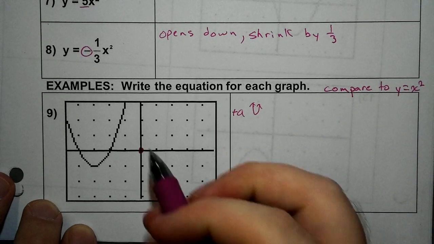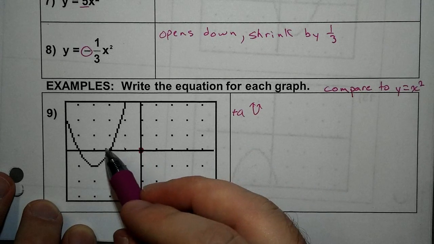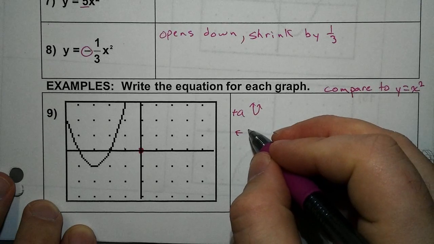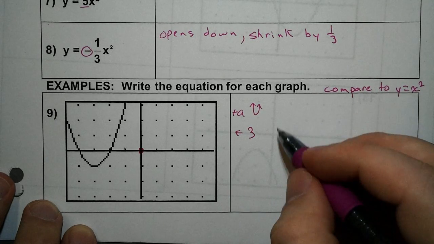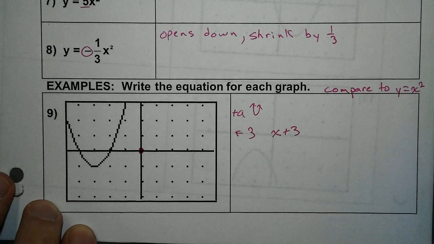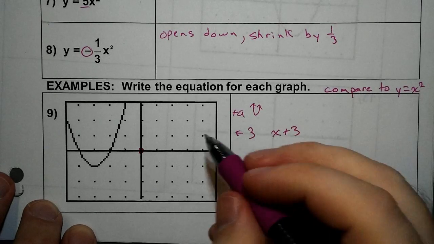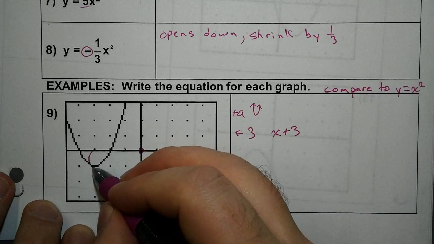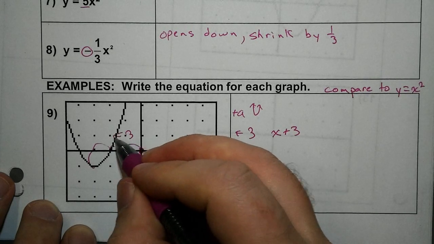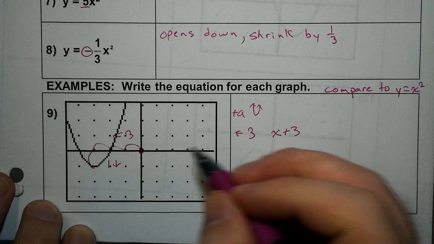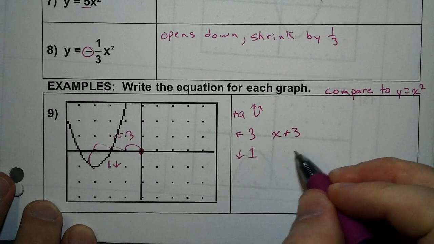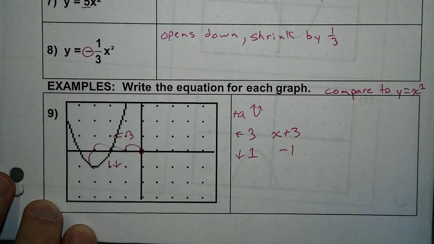Let's see if it moved on the x-axis. It did. 1, 2, 3 spaces over. So it went to the left 3 for the x, which means on my x value, that's going to be x plus 3. This also moves 1 down, because we had 1, 2, 3 to the left, and we had 1 down. So when we went down 1, that means our y value is going to be a minus 1.